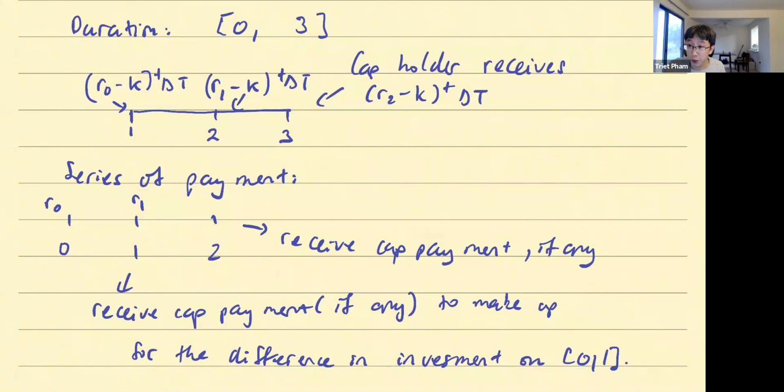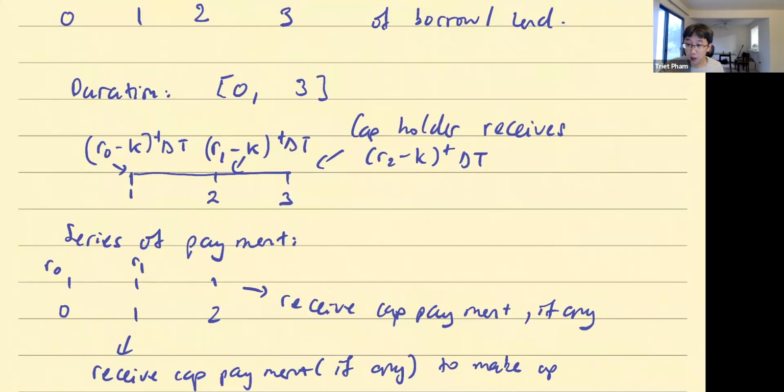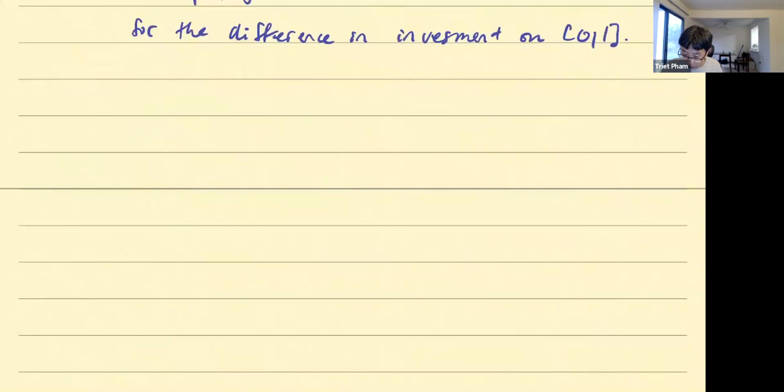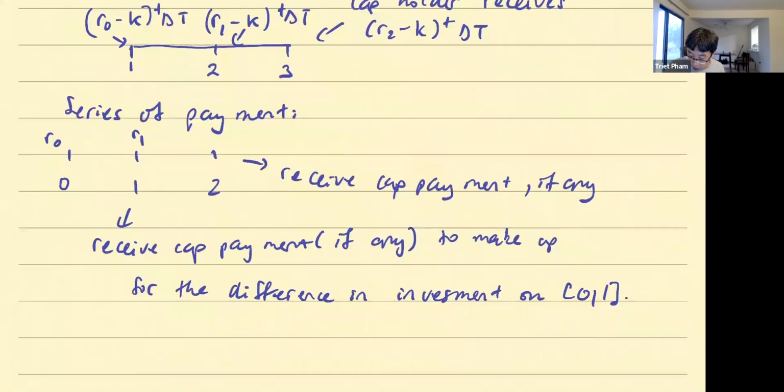Of course, another variation on the cap is this. The duration of investment doesn't have to be 0 to 3. You could have a duration of investment from 1 to 3. In other words, the person does not borrow or invest at time 0. Then when does the cap start to pay? The cap starts to pay at 2 and 3. Does that make sense?